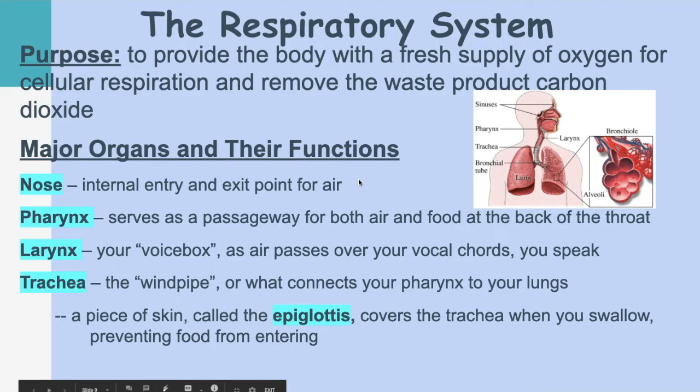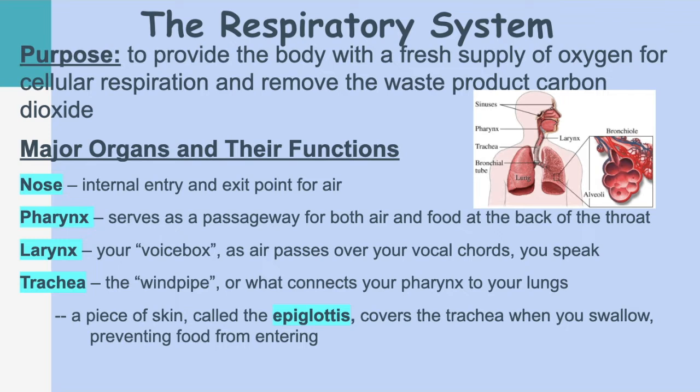The respiratory system's purpose is to provide the body with a fresh supply of oxygen for cellular respiration so that your cells can breathe, and to remove the waste product, carbon dioxide, from our bodies. So the major organs in the respiratory system are your nose and your pharynx. Your nose is where the air enters and exits your body. The pharynx serves as a passageway for both food and air at the back of your throat.